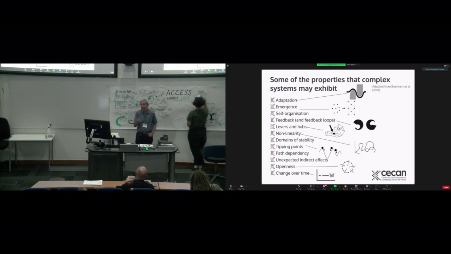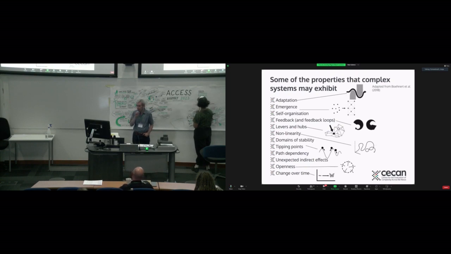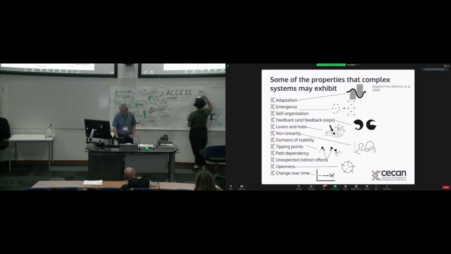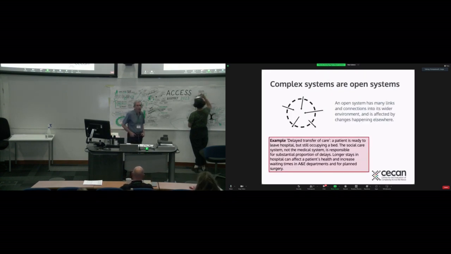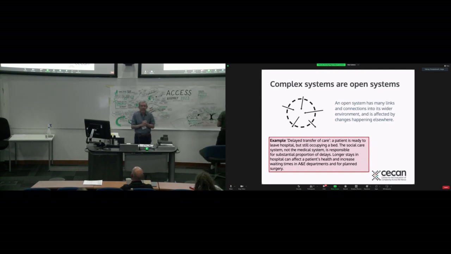They self-organise. Well, again, if you're in a university, then you know there's a degree of self-organisation. Some people may contest how much. There's feedback in many of these. I'll talk about levers and hubs in a moment. I've already mentioned non-linearity. I'll talk about tipping points and path dependency in a moment. And they are open systems. Let's just talk a little about that. An open system is, in contrast to an engineering system, which is typically closed, where you can clearly define what it is. An open system has many links and connections with its wider environment, and therefore it's affected by things that are happening elsewhere.